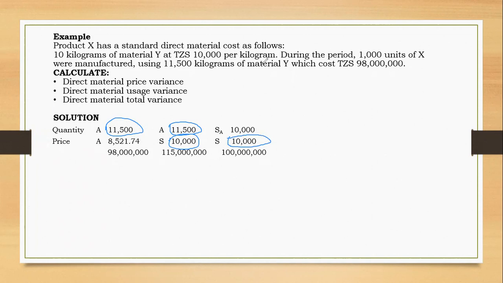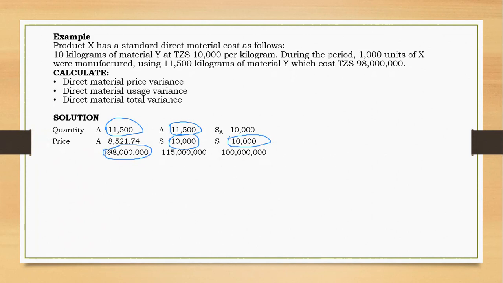But we are also given the actual material cost using 11,500 kilograms of material, which cost 98 million. So the actual cost means actual quantity times actual price. So this comes directly down here. You have to read the question. This is not the price, we are given the actual cost. All right.